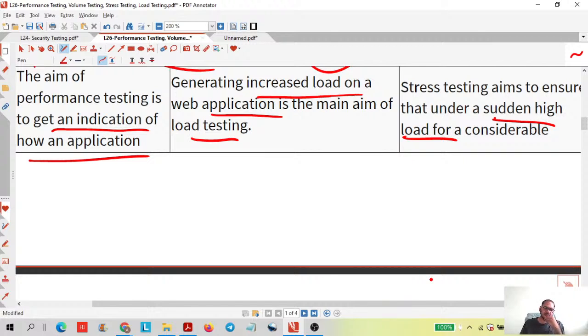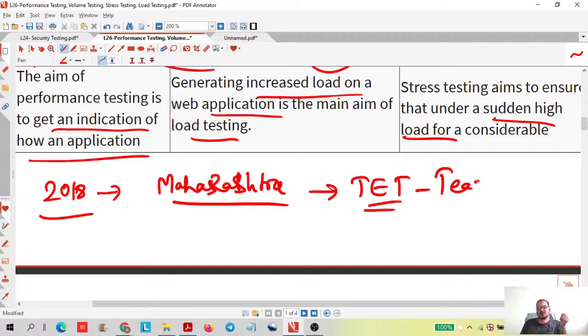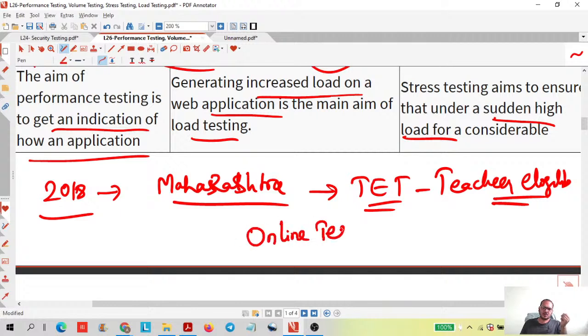It has happened, in 2018. I was a coordinator for a Maharashtra government test, the Teacher Eligibility Test, TET. There were many people attempting the online test. It was an online test.